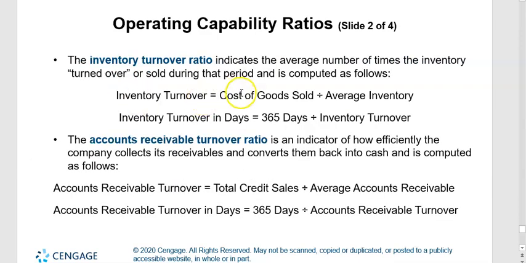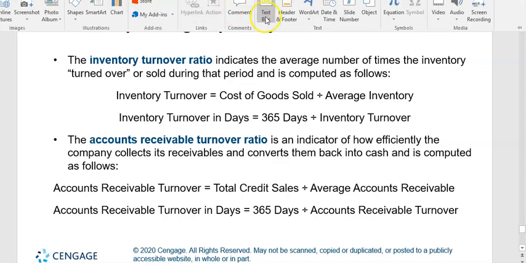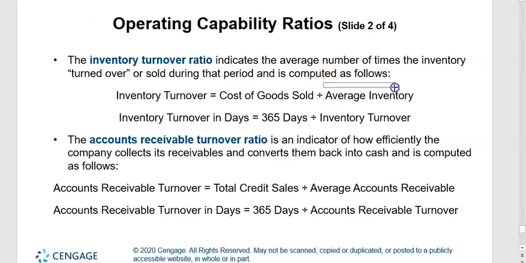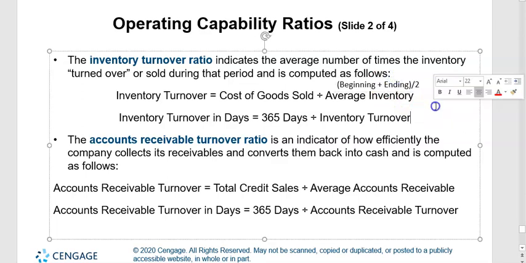Inventory turnover is your cost of goods sold off the income statement divided by the average inventory. So you have to do the beginning plus the end divided by 2. Anytime you see average in an equation, it's just the beginning plus the ending divided by 2. We're going to have it a couple times, not just with inventory, but with other items as well. And that's how you get the average inventory.